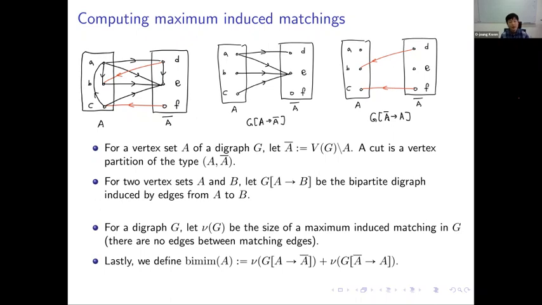In the picture, we have a graph with A and A bar, and the middle figure denotes G[A to A bar], and the last figure is G[A bar to A]. The largest induced matching in the first figure is 1, and in the second figure is 2, right? Thus bi-mim of A should be 3.